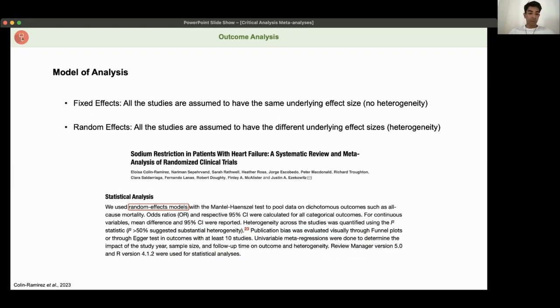So on that note, in this meta-analysis, they used a random effects model throughout. So it was quite good. I would trust this kind of analysis.